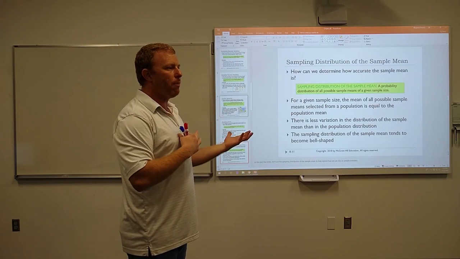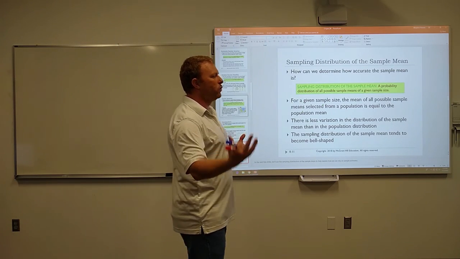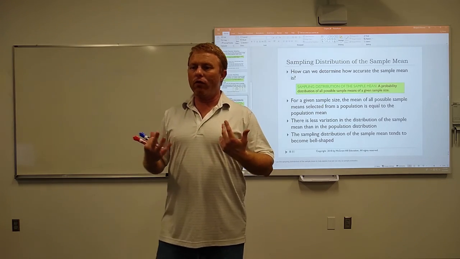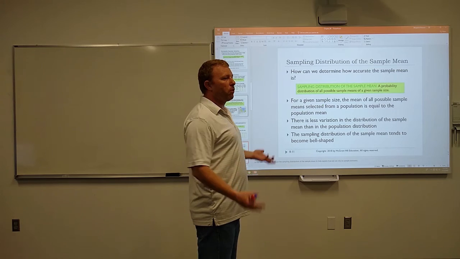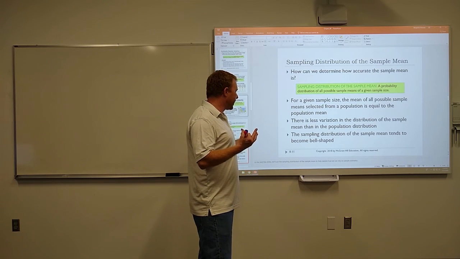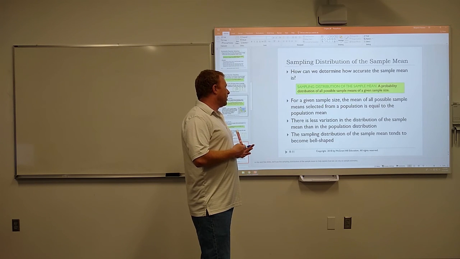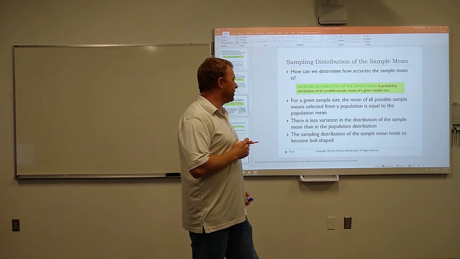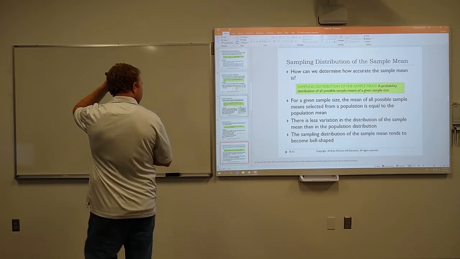Samples just come from populations, right? And so it makes sense that if you use every single combination, every single version of a sample from a population, it will give you the parameters of the population. Okay? There's less variation in the distribution of the sample mean than in the population distribution, and the sampling distribution of the sample mean tends to become bell-shaped. That's the big idea right there at the bottom.